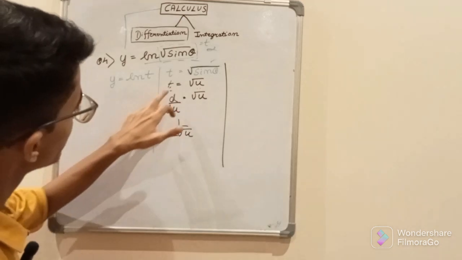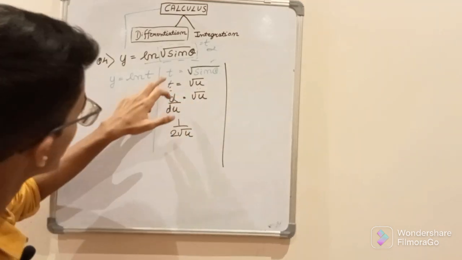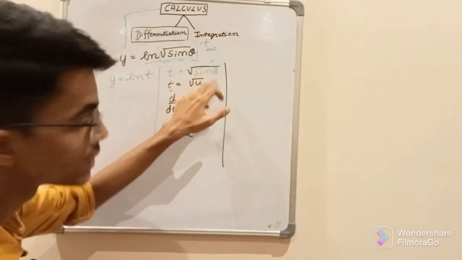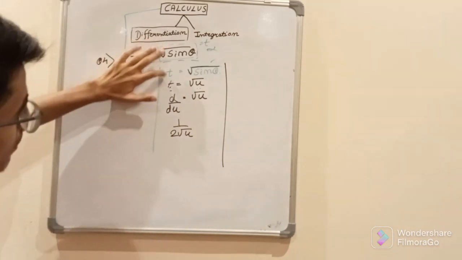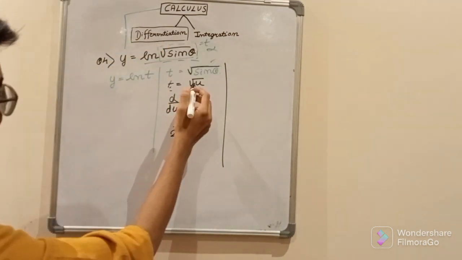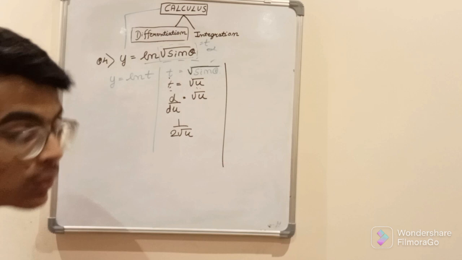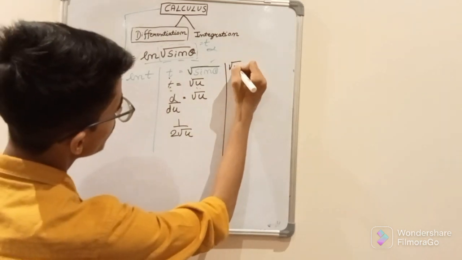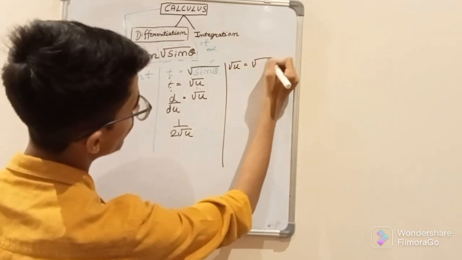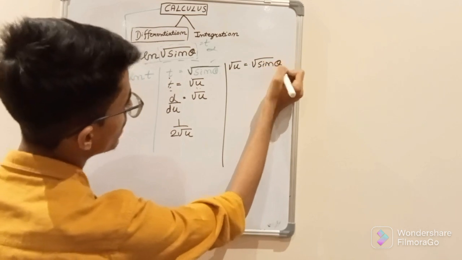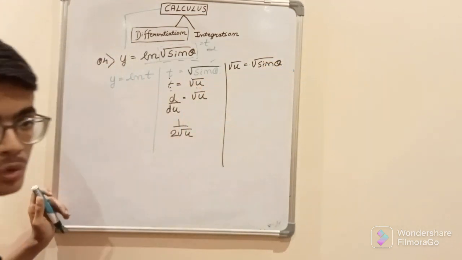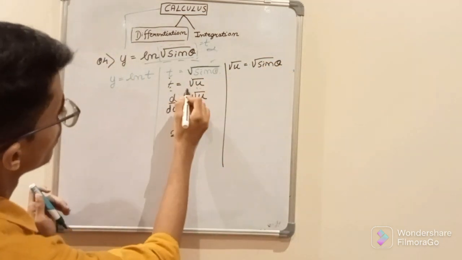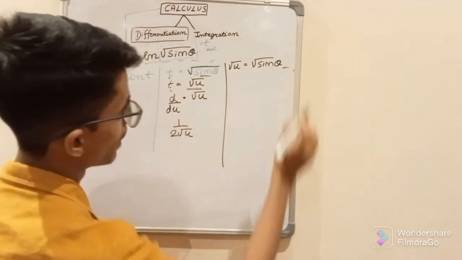Now as you can see, t is equal to root u and t is also equal to root sin theta. Both are the values of t, that means both are equal to t. So can we write root u is equal to root sin theta, because both are equal for the values of t? Yes, root u is equal to root sin theta, we can write this.